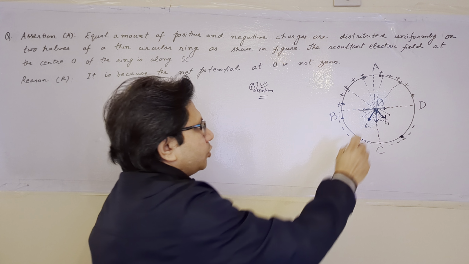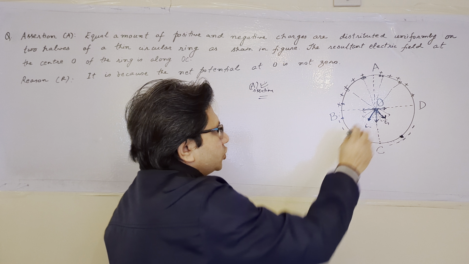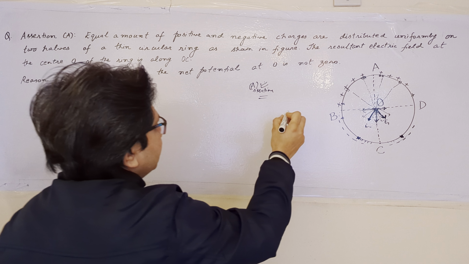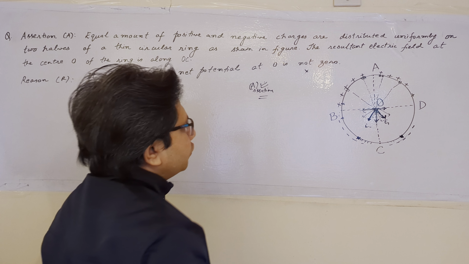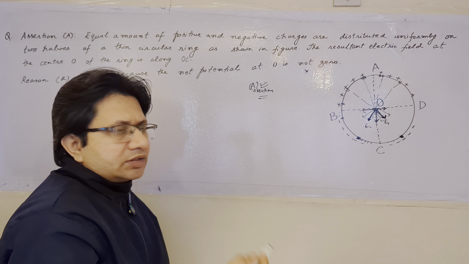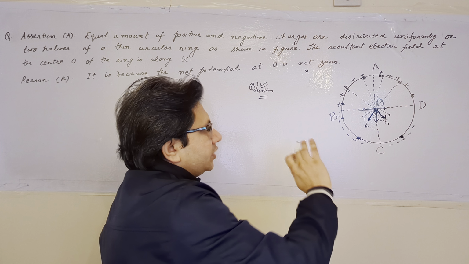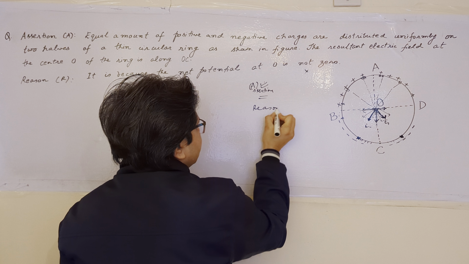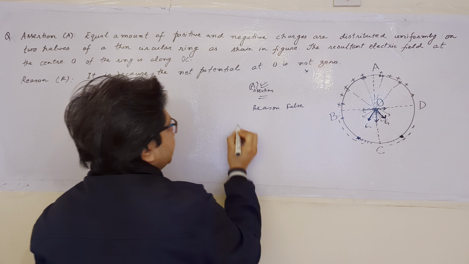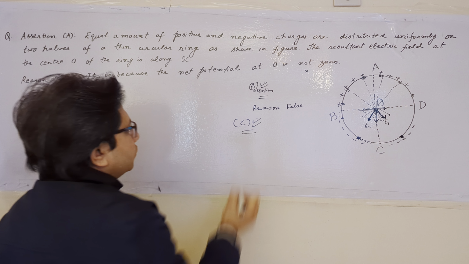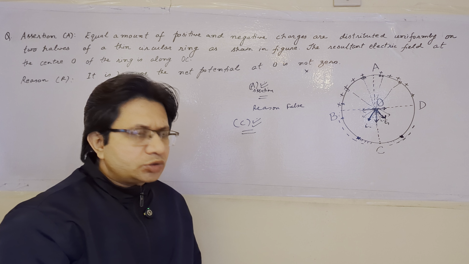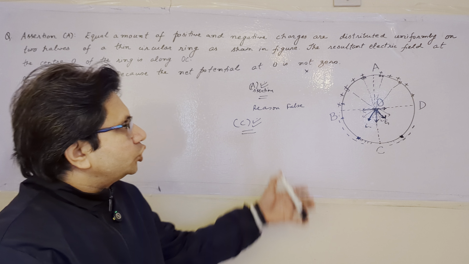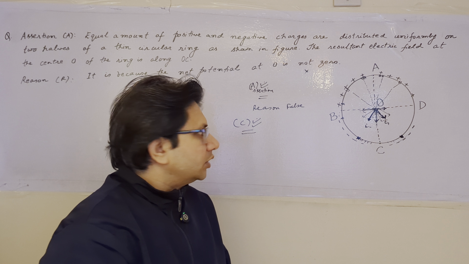So potential is zero at the point O, whereas the electric field is along OC. So the statement "it is because the net potential is not zero" is incorrect. First of all, it is an incorrect statement, and second, it is not an explanation of the assertion in any way. So the assertion is true, but the reason is false. So we can say that option C is correct here. For assertion-reasoning problems, if the assertion is true but the reason is false, then we have to choose option C.